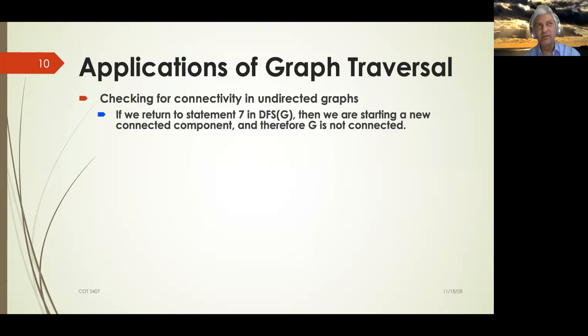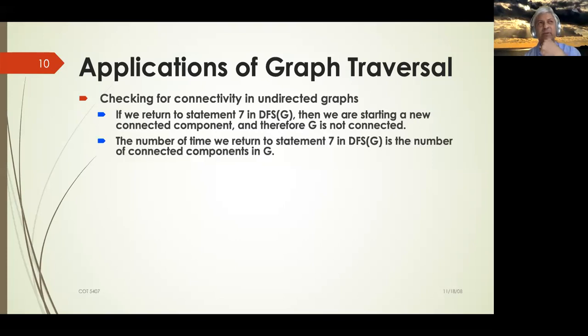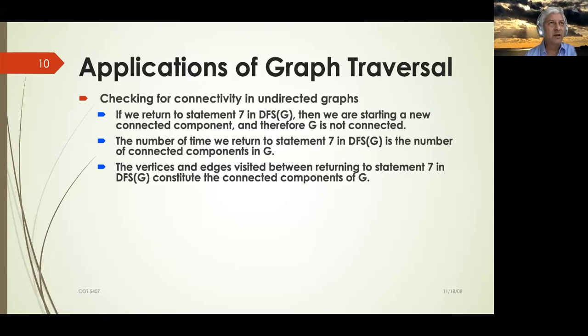Is that clear? Yep. Okay, so that's what I just said. The vertices and edges visited between returning to statement 7, all of those form one connected component. So in between your returns to statement number 7, everything you visit is one connected component.